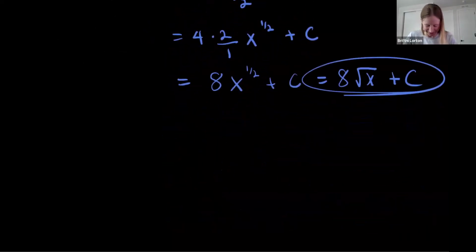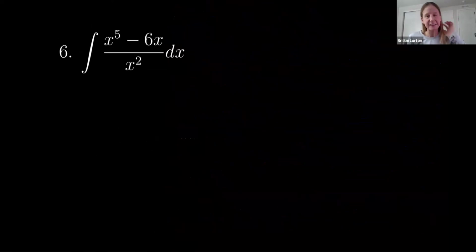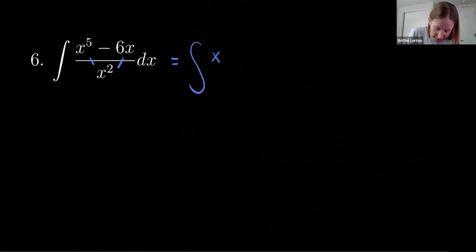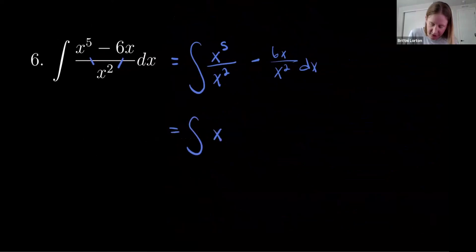All right, let's do another one. We're on a roll. Number 6. This is an example of one that you have to simplify first, because there is no quotient rule for antiderivatives. So I really do need to break up that fraction first. So then this is going to become the integral of x to the power of 5 over x squared minus 6x over x squared dx. And then I'll continue that simplification. The integral of x cubed minus, that becomes 6 over x.